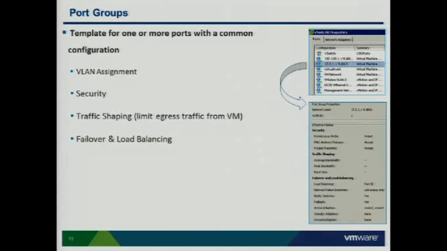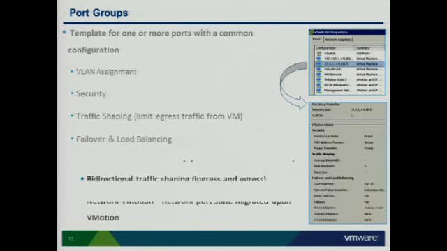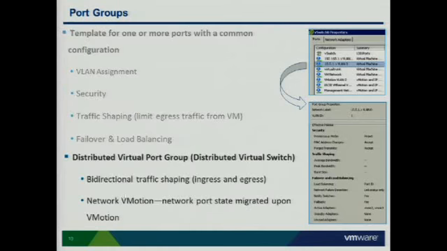And then we have our port groups. They're templates for one or more ports with a common configuration. Here is where we set up the VLAN assignment. We do security, so you can set up promiscuous mode, MAC address changes, and forged transmits. We can also do traffic shaping, so limit the egress traffic from the VM, and failover and load balancing. And on the distributed virtual port group for our distributed virtual switch, we actually support bidirectional traffic shaping, ingress and egress. And then we preserve the state of the port during the vMotion. So with network vMotion, we'll keep that port state preserved across the migration.